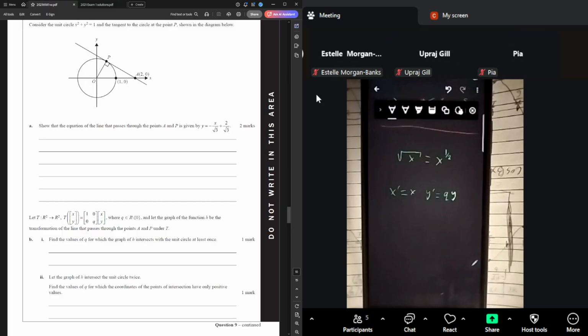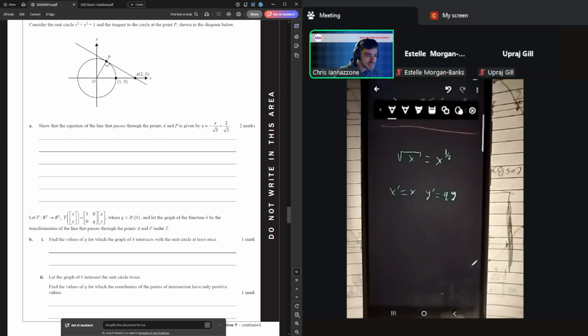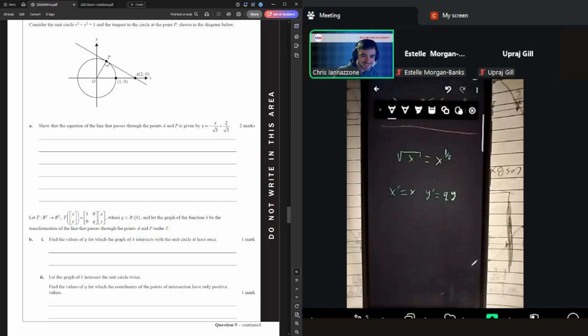If not, have a stab at it. See how far you can get. This one was even harder. 6% pass rate. But we'll see how we go.